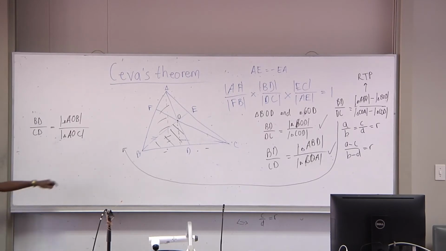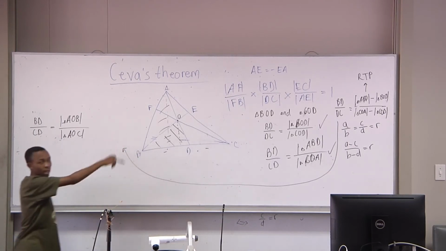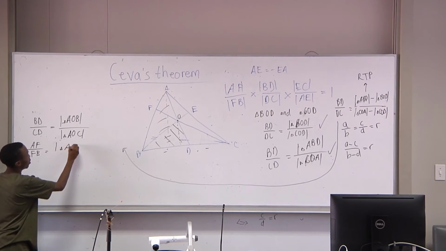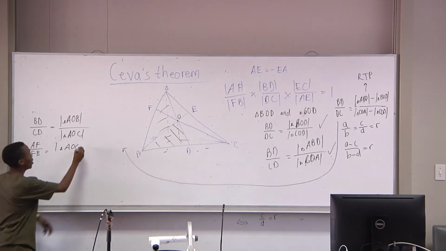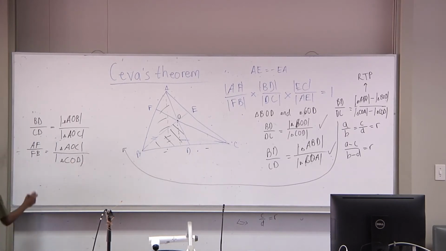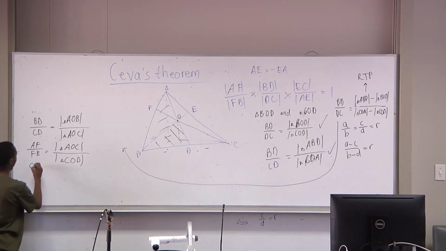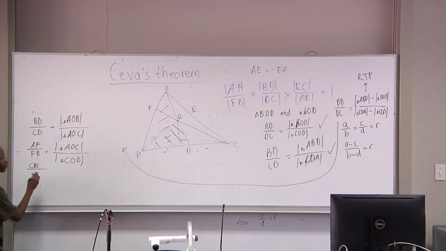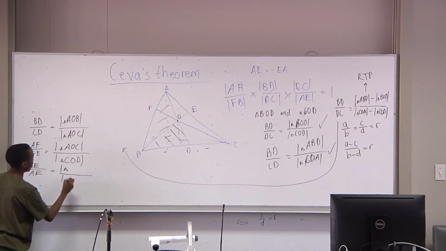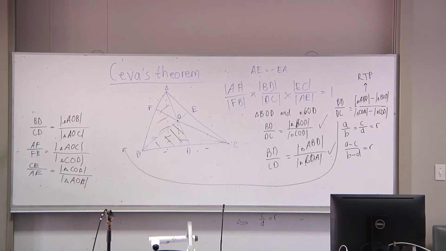And if you do that for all these sides, so we did it for BD and CD, if you do it for AF and FB, exactly the same process, you get that AF over FB is equal to the area of triangle AOC, because that's the one that corresponds to this one, and the other one will be C. And if you do it for the third side, AE and CE, you get CE over AE. So we get that, that's that.